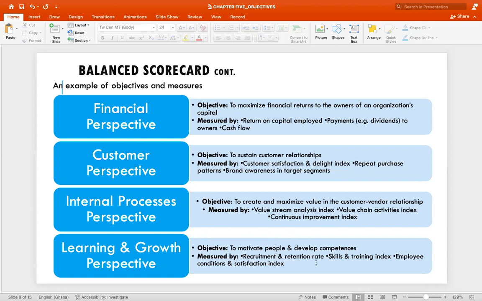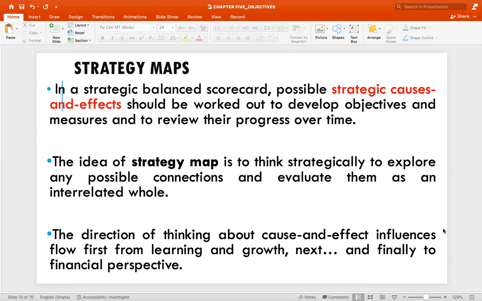The more people are leaving, then it means that probably they are not happy with the training and the development that is going on in that particular place and the motivation going on in that particular organization. Okay. You can use skills and training index. You can use employee conditions and satisfaction index to be able to tell whether your employees are happy with the learning and growth taking place in that particular organization. Okay, so these 4 make up what is known as the balanced scorecard. And I've explained to you the rationale for the scholars coming up with a balanced scorecard.